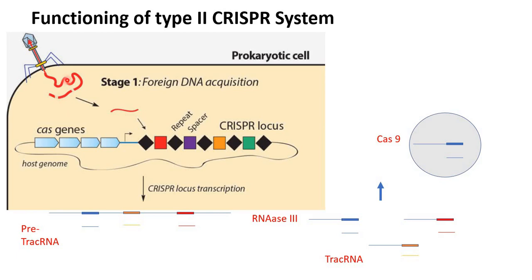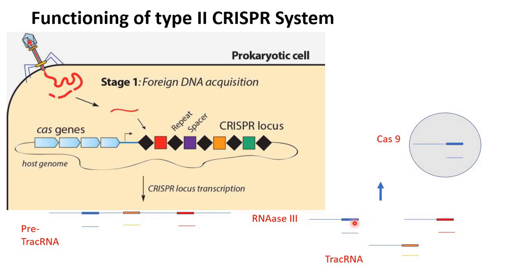Here it is the same thing: the virus genome is chopped out and integrated in between the palindromic repeats, and after transcription, this will form RNA. These are the palindromic repeats, the blue, the orange and the red, and this is the viral genome. Here there is one more sequence that is complementary to these palindromic repeats, and the whole structure is called the pre-tracrRNA. Now RNase III will work on this pre-tracrRNA and form the tracrRNA.